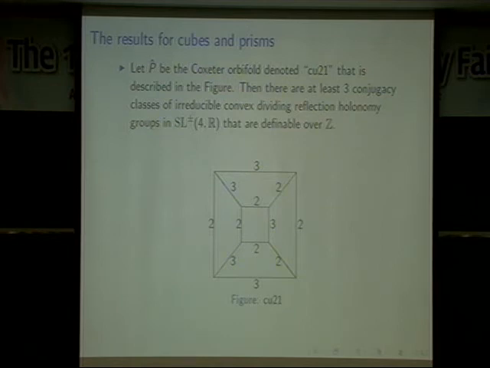So for cubes, let T be the Coxeter polytope denoted CO2N1 that is described in this figure. And there are at least 3 conjugacy classes of irreducible convex dividing reflection groups in SL plus minus 4R that are definable over Z. So this is the diagram of the cube, with the edge orders.